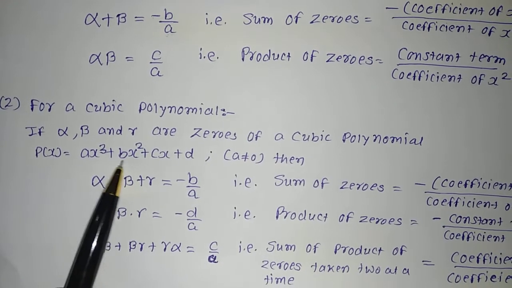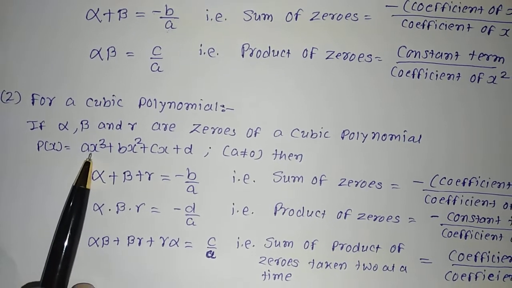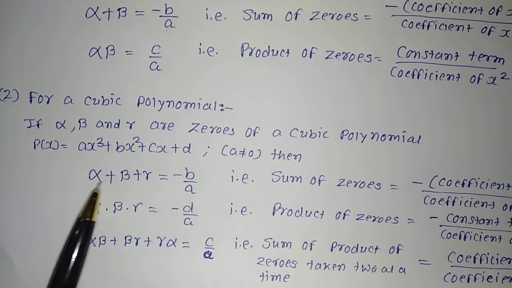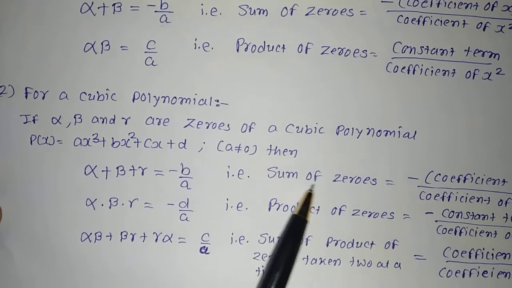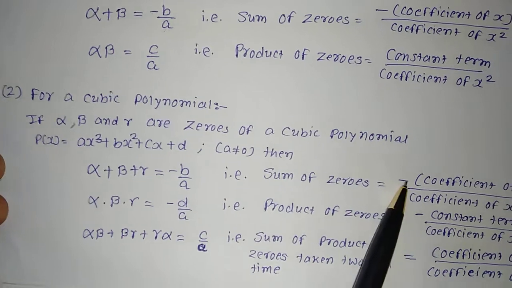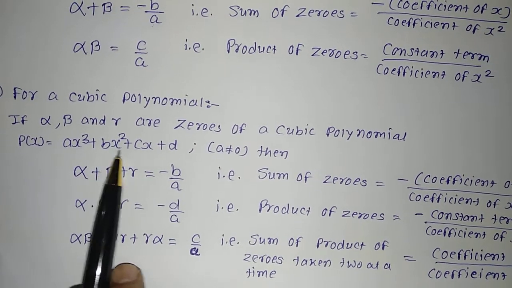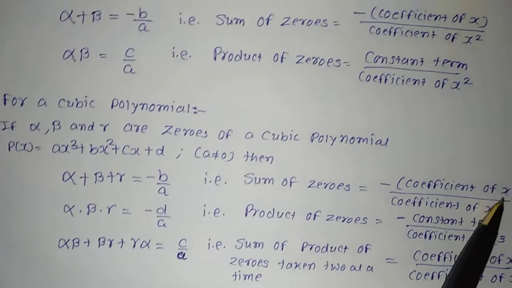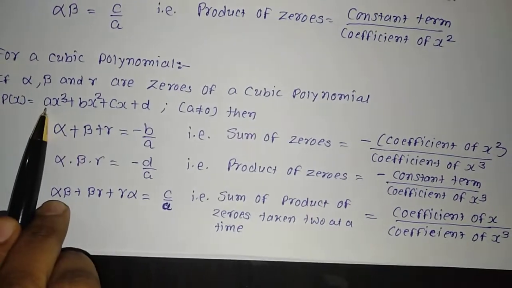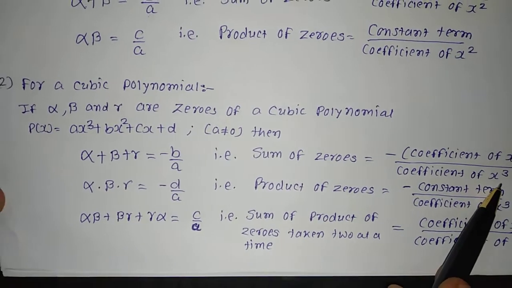What is b? b is the coefficient of x square, and what is a? a is the coefficient of x cube. So alpha plus beta plus gamma, that means the sum of the zeros, is equal to minus b, where b is the coefficient of x square, upon a, where a is the coefficient of x cube.